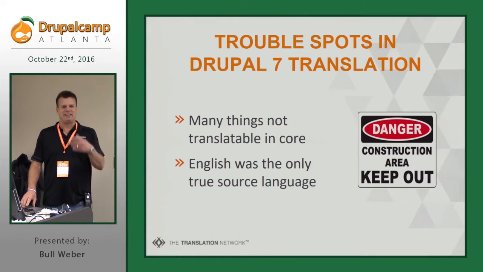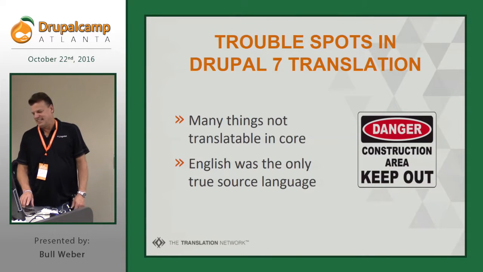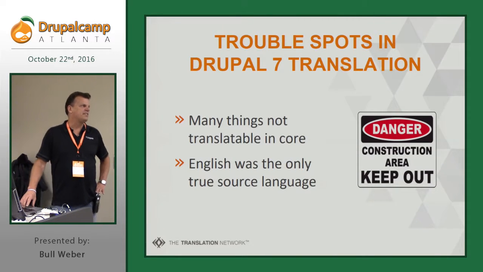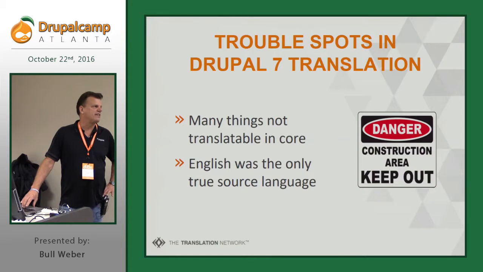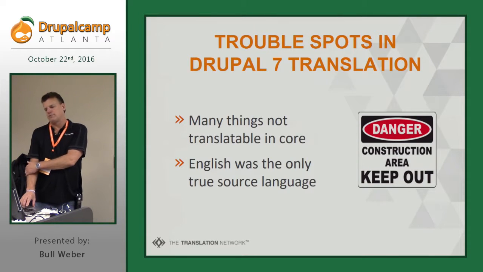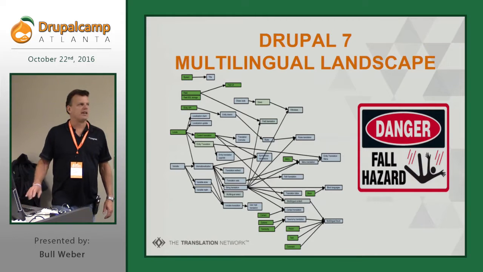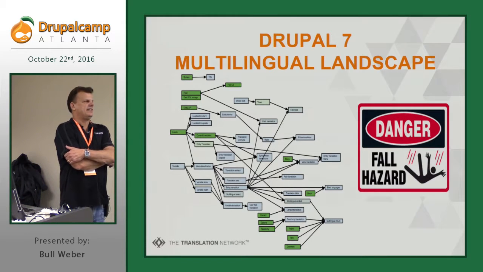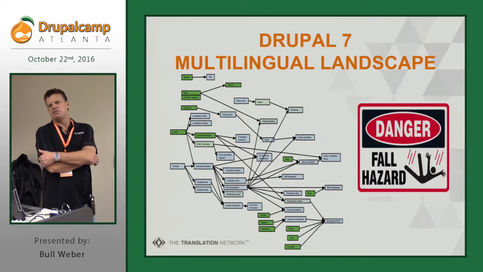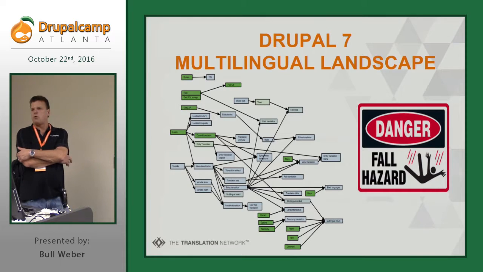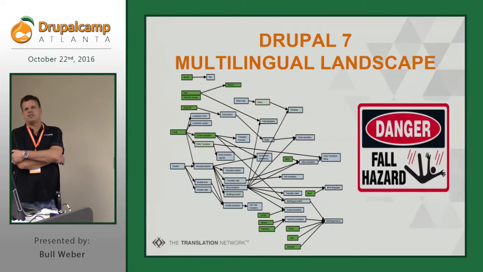So this is something Bill and I were talking about, but in D7, translation was a real challenge. The only source language was English. There were a lot of things in core that were not readily translatable. The green things there are multilingual things that you needed to have installed to do a multilingual website that are in core, and all of the rest of those were contrib.